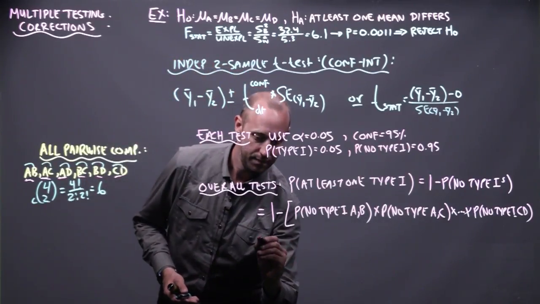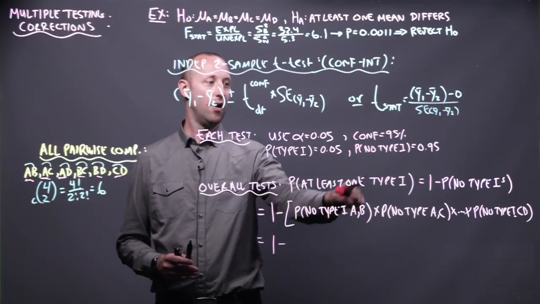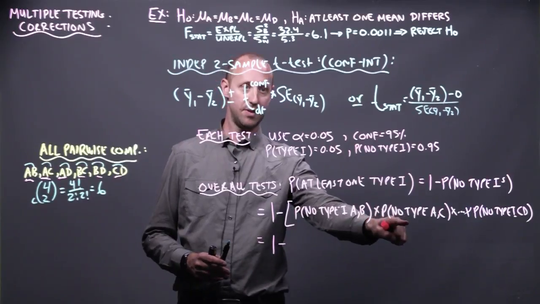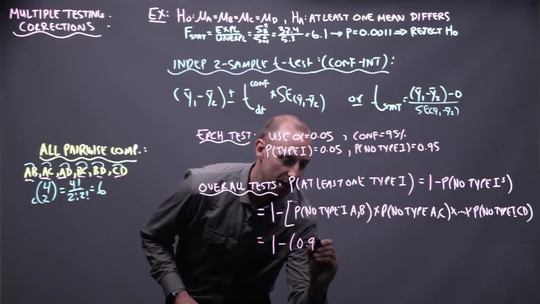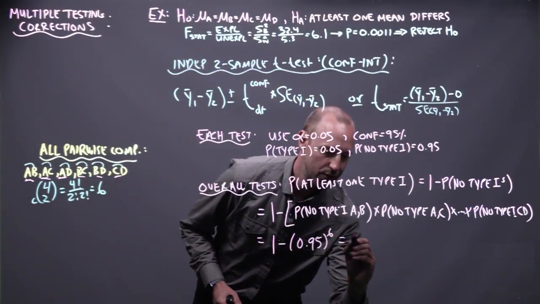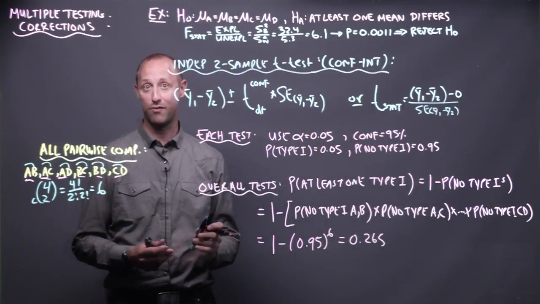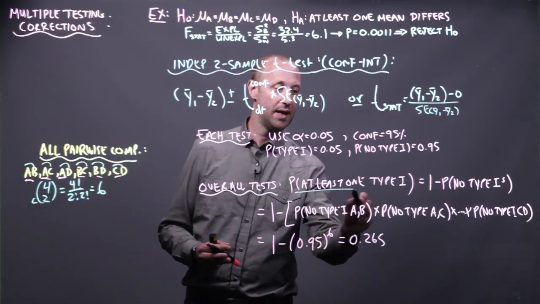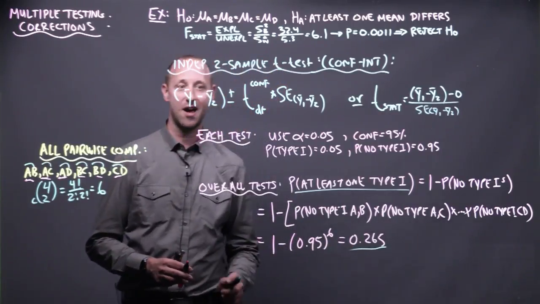Now, the probability of not making a type 1 error on any of the given tests is 95%. So 95% times 95% times 95%. And you're going to see we have that appearing 6 times. So if you work this out, it's going to come out to be 0.265 or 26.5%. So again, remember what we worked out there. The probability of making at least one type 1 error over all 6 of these tests is about 26.5%.